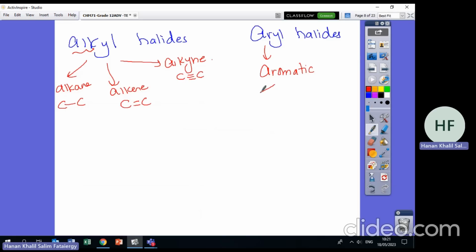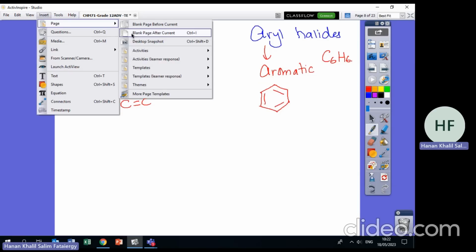اوكي شو هو الاروماتيك؟ تذكروا الاروماتيك يعني في عندي بنزين رينج هاي. اوكي يلي هو الفورمولا له C6H6. طب شو يعني هالايد؟ هالايد is taken from the word halogen. What are halogens? Halogens هن بالperiodic table.